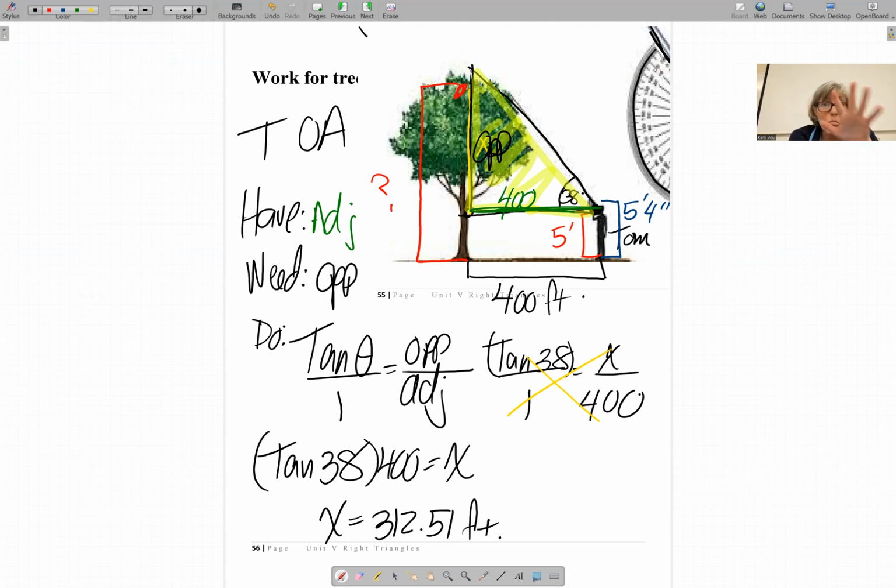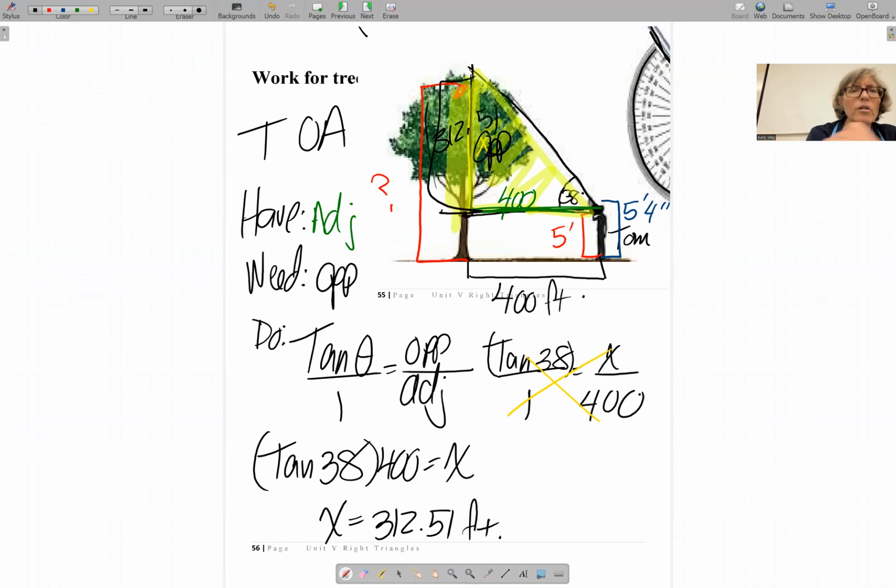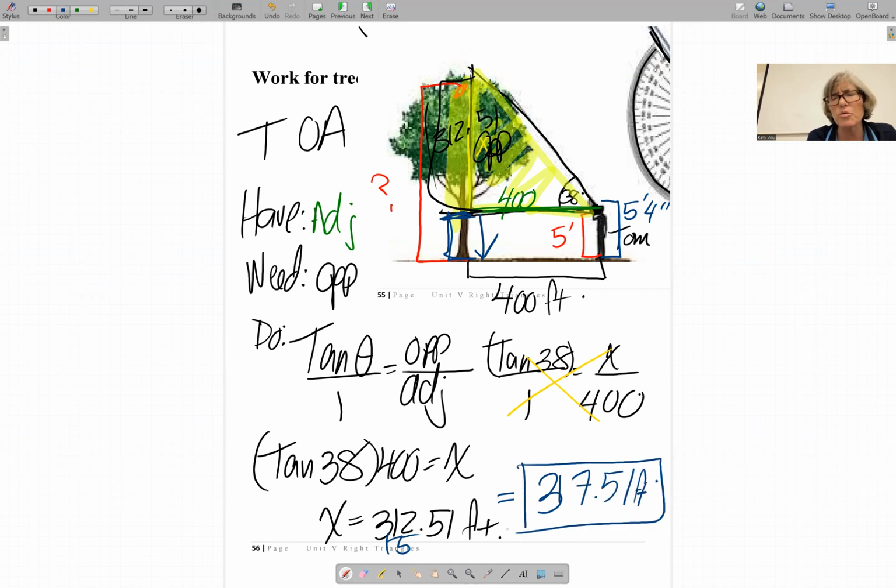But careful, careful. But wait, there's more. It's like an infomercial. Okay, that 312 only goes from here to here. That's very important. You see that the 312.51 only goes from here to here. So what you need to remember is there is 5 feet more to go to get the actual height. You add 5, total answer, 317.51 feet.